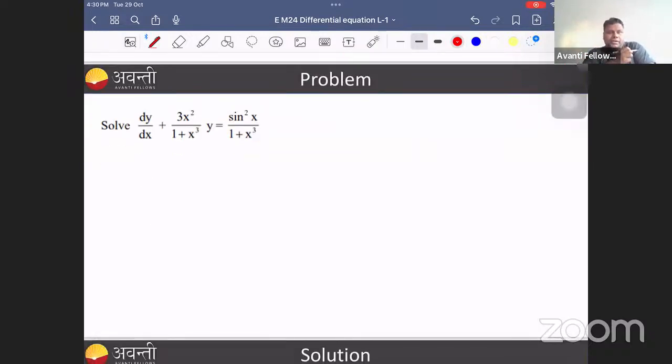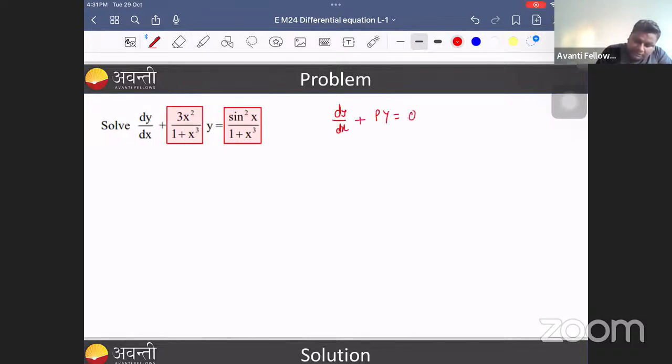See, this is a question. dy by dx plus some function of x into y equals some other function of x. So this form is dy by dx plus Py equals Q. The first task is the integrating factor, which will be e to the power integration P dx. Now P is 3x square upon 1 plus x cube dx. Just simply integrate it. The derivative of the denominator is written there in the numerator. So the answer will be what?